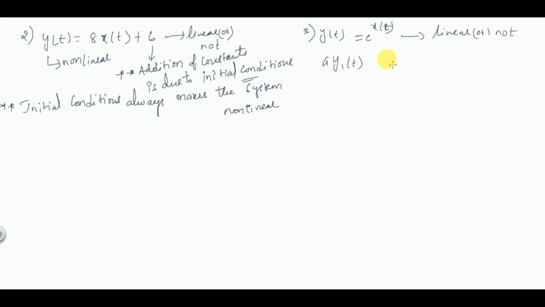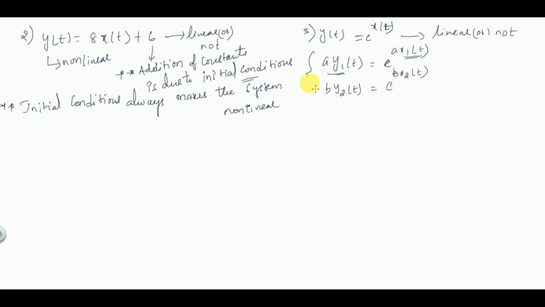Right, see the solution. So a into y1 of t is e power a into x1 of t. Wherever x of t is there, you have to replace it with a into x1 of t. Wherever y of t is there, you have to replace it with a into y1 of t. Next, b into y2 of t is e power b into x2 of t.